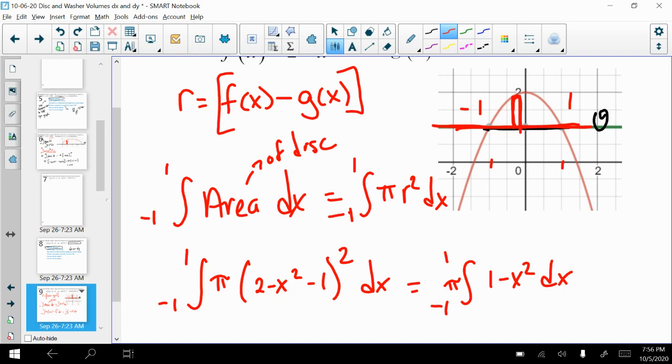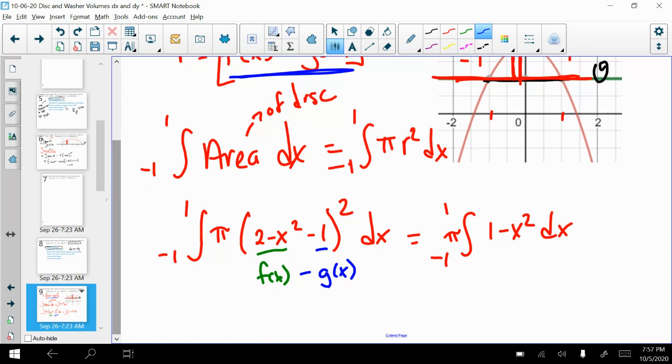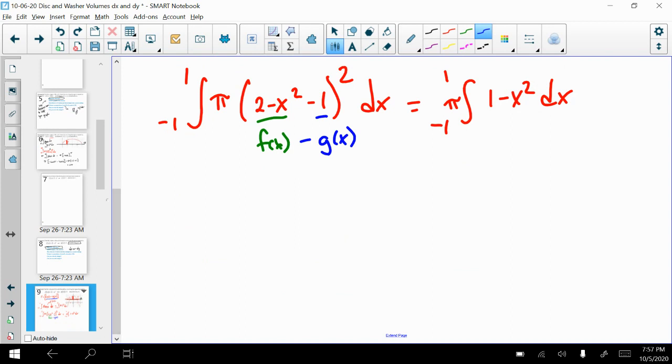So this 2 minus x was my f of x. And then I subtracted this 1, which was my g of x. And that's because that's my r here. So hopefully that makes sense. And then you guys feel good with finishing this out.